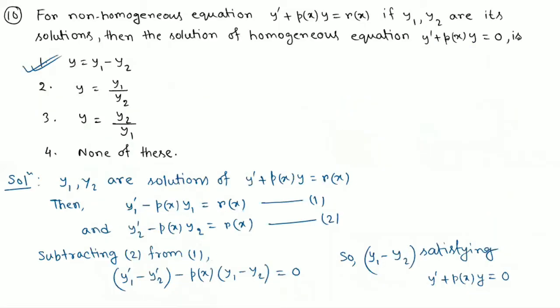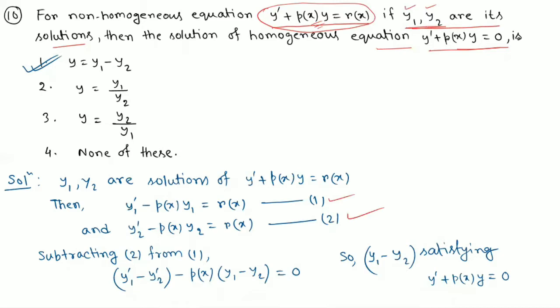Question number 10 is for the non-homogeneous equation y dash plus p(x) y equals r(x). If y1, y2 are its solutions, then the solution of the homogeneous equation y dash plus p(x) y equals 0 is, four options are given. Here, since y1, y2 are the solutions of this non-homogeneous equation, we can say that y1 and y2 satisfy this differential equation. So we can write y1 dash plus p(x) y1 equals r(x) and y2 dash plus p(x) y2 equals r(x). This is equation number 1 and this is equation number 2.